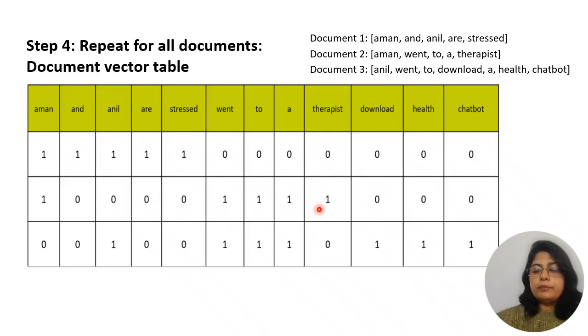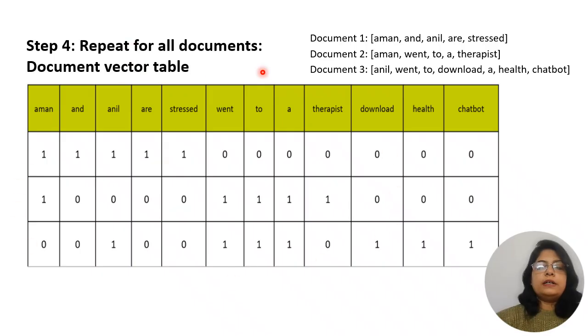Once again, I am repeating, you will not remove the stop words. And, are, to, these are all stop words, but we will not remove them because the sentences which you get to perform are very small and we do not remove them for such small sentences. Third document, Anil went to download a health chatbot. So for Anil, we put 1, then went, to, download 1, a, health and chatbot.